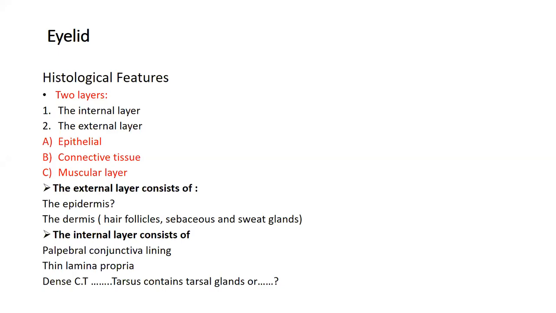The first one is the external layer, that is visible when you close the eye, the most superficial layer, that is the external layer of the eyelid.